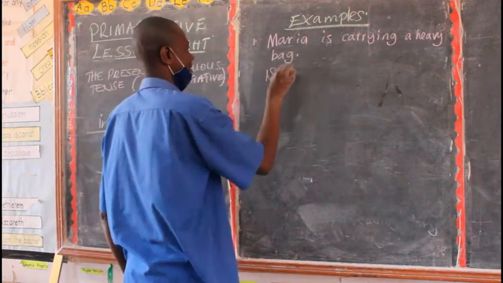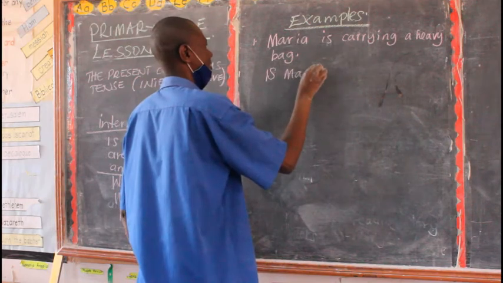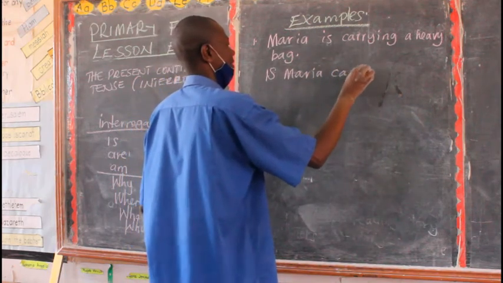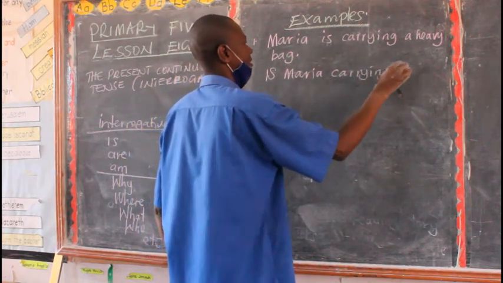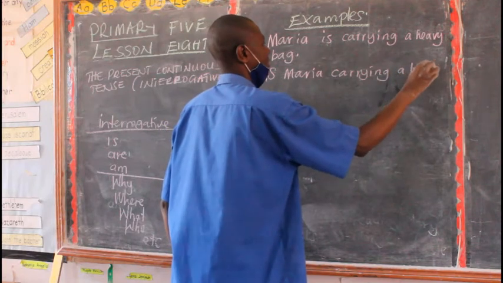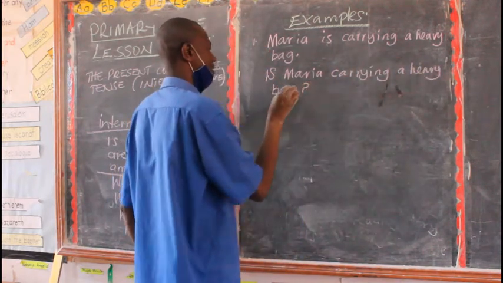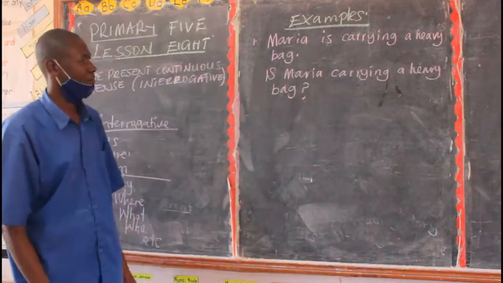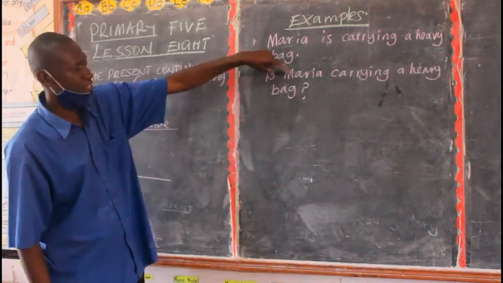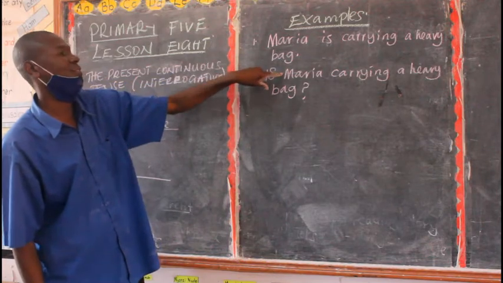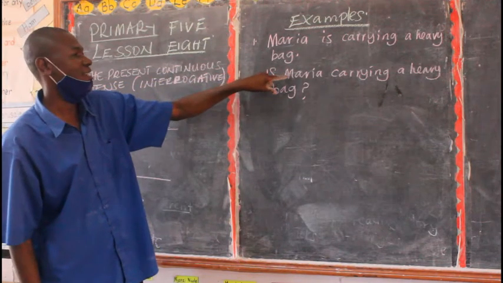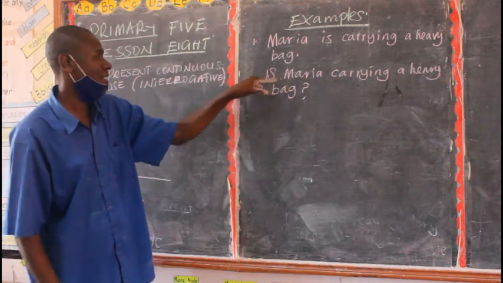So it is going to be, is Maria carrying a heavy bag? Question mark. So this is an interrogative sentence. You have now asked a question. Is Maria carrying a heavy bag?